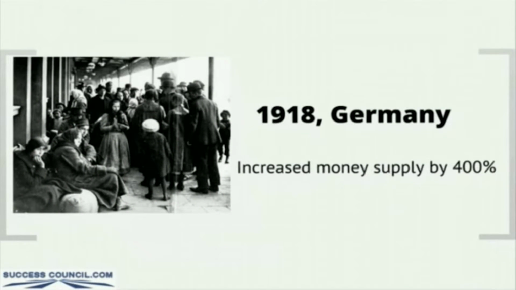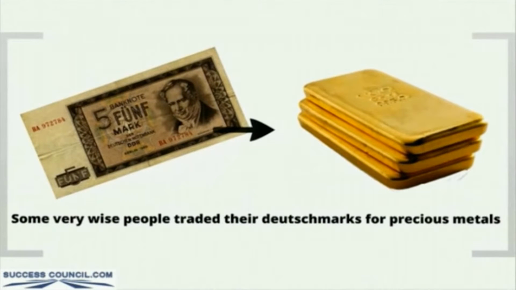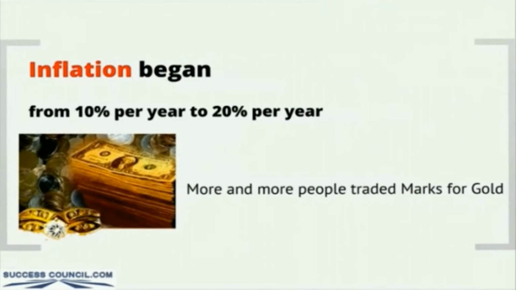In Germany in 1918, to finance World War I, the German government increased the money supply by 400%. Some very wise people at the time knew what must happen when the printing presses are turned on and began buying as much gold as they could, trading their Deutschmarks for precious metals. Well, inevitably, inflation began. Slowly at first, just 10% per year, then 20% per year. More and more people started to wake up, and people traded their marks for gold as they noticed that their savings and wealth were being eroded by inflation.